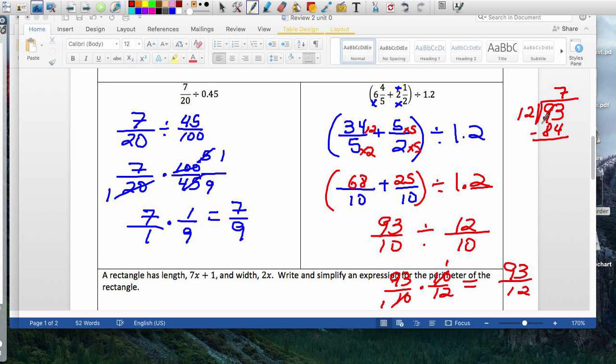Subtract, borrow. 13 minus 4 is 9. Because we're changing this to a mixed number, we're not going to continue. We're going to stop right there. So 12 goes into 93 7 times. How many left over? 9 out of 12. So this would be the final answer if they asked you to simplify everything.